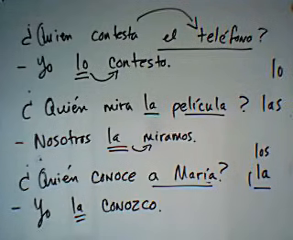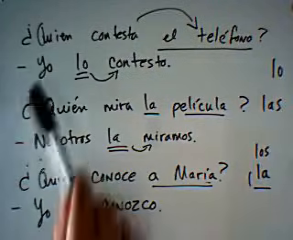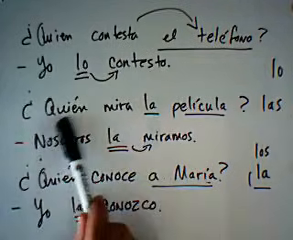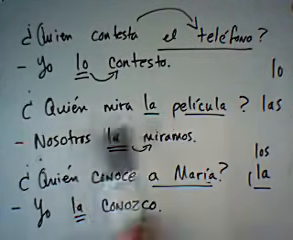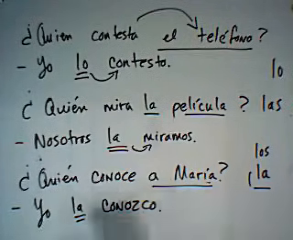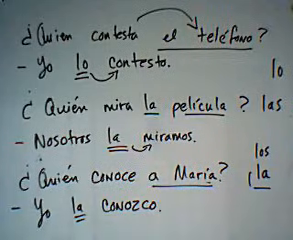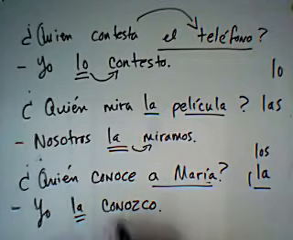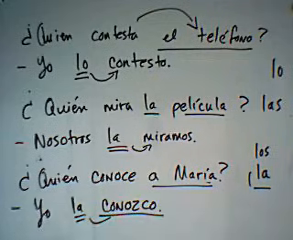¿Quién contesta el teléfono? Yo lo contesto. ¿Quién mira la película? Nosotros la miramos. Who knows María? ¿Quién conoce a María? Yo la conozco. Okay? And then remember also that the direct object pronouns come before the conjugated verb. Okay? Yo la conozco. So that's a little bit of a note about placement.